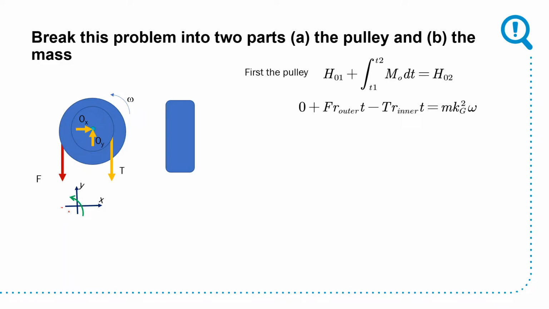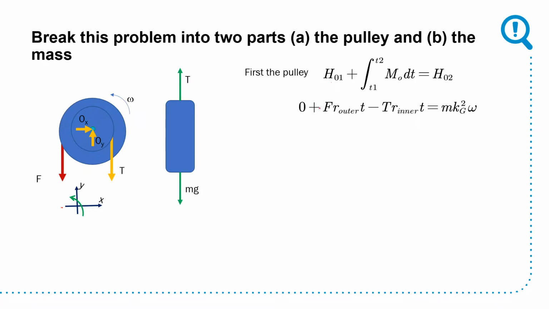So if I do that, it's really an angular momentum problem where the initial angular momentum plus the angular impulse delivered over T1 to T2 equals the final angular momentum. And so that's F times R outer times the time it takes, minus T times R inner, and that's negative because it's going to be in the clockwise direction, equal to the moment of inertia, m k_g squared, times omega. And remember, this starts at rest, so this term goes to 0.